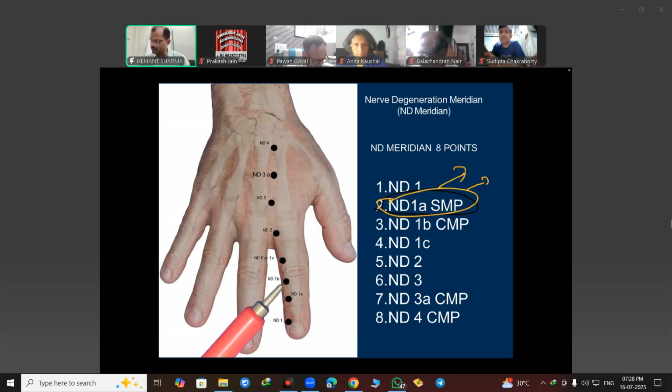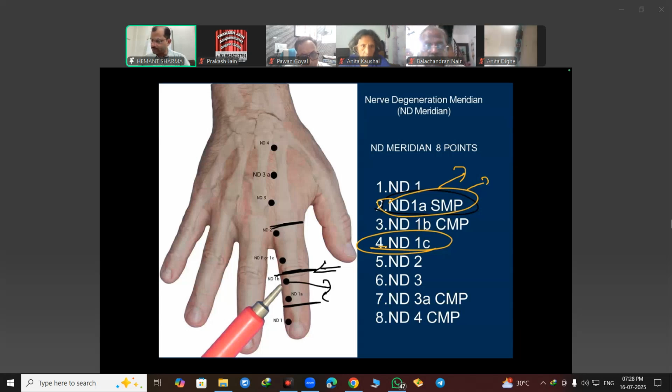तो हमारे एक पॉइंट रह गया, बी ओनली वन पॉइंट लेफ्ट, ND1C. If you look at the finger, this is the upper joint, this is the middle joint, this is the lower joint. So if we talk about the middle joint, if you go above, that is a CMP point, but there is one more point just below down, that is ND1C. हमारी इस फिंगर के ठीक नीचे एक पॉइंट पाया जाता है जिसे हम कहते हैं ND1C.